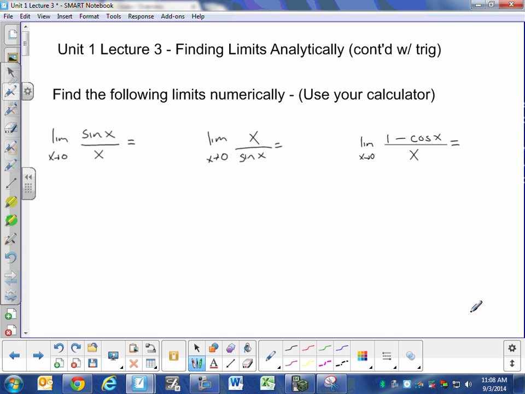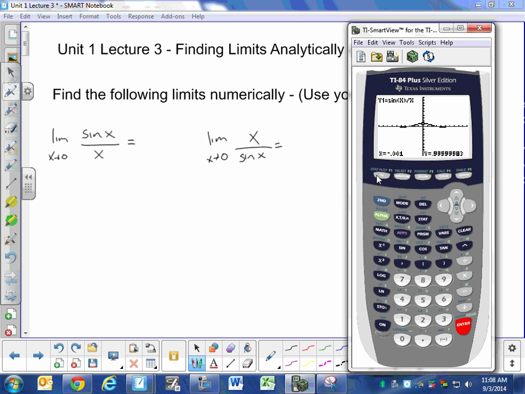This last lesson for this unit is also on finding limits analytically. However, it is with trig functions being involved rather than just x squared, square root of x's. So what I wanted you to do is find these three limits. So let's find this first one. What did we find the limit as x approaches 0 of sine x over x was?